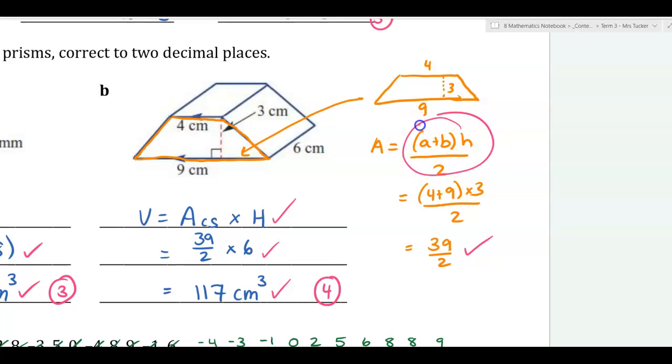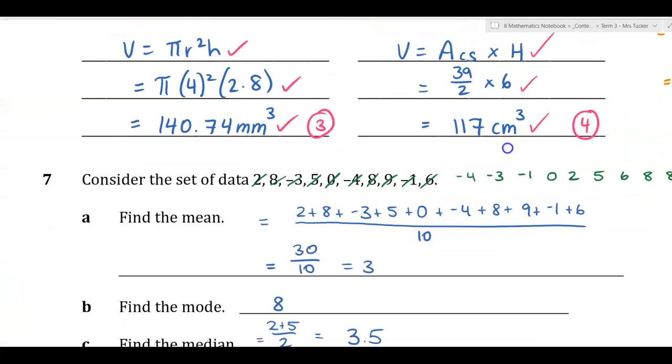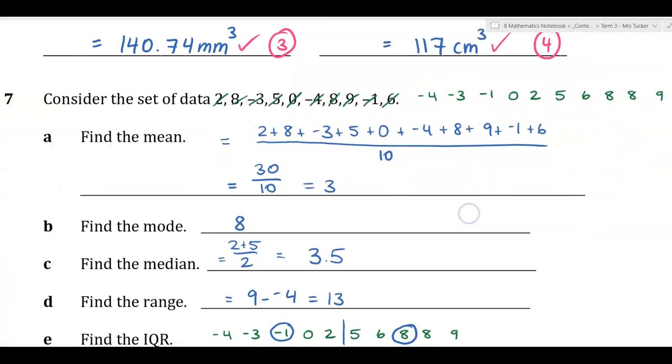Yeah, that's this here, a half A plus B times H. Yep, if you got 39/2 and then multiplied it by 6, that's fine. All right, the mean was 3. 2 points for the mean: 1 point for working out, 1 point for the answer.